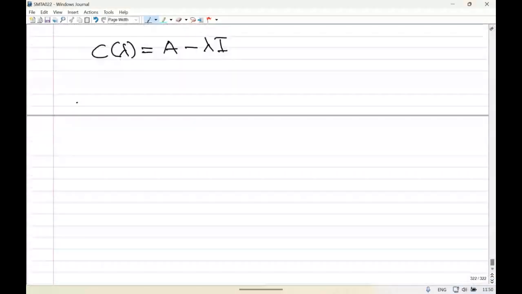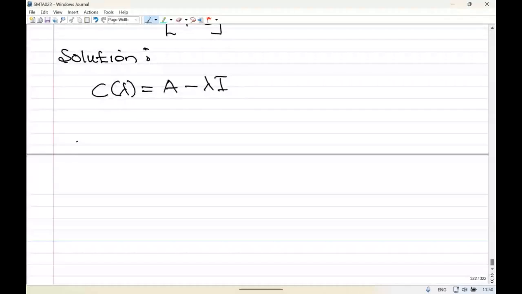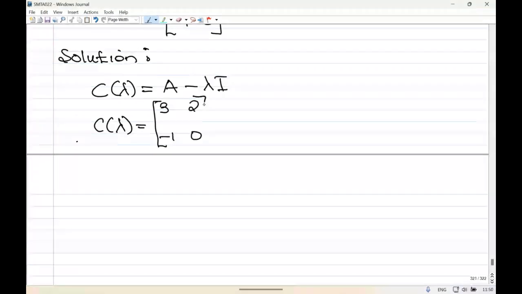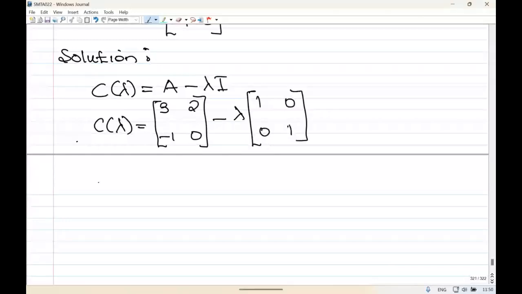Then after getting this, what I'm going to have is C lambda equals, what is A? The original A is what, colleagues? It is 3, 2, minus 1, and then 0. I know you are very clever. You have already seen that here you are going to have the identity 1, 0, 0, 1. Then now, let's have this characteristic matrix.